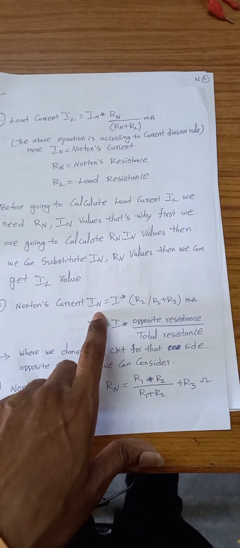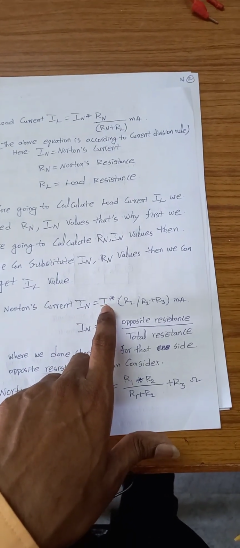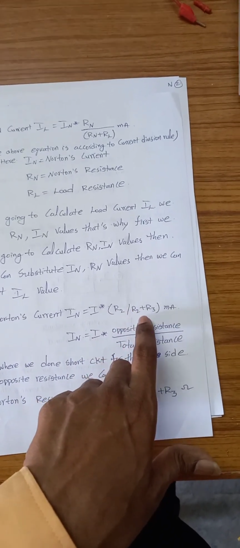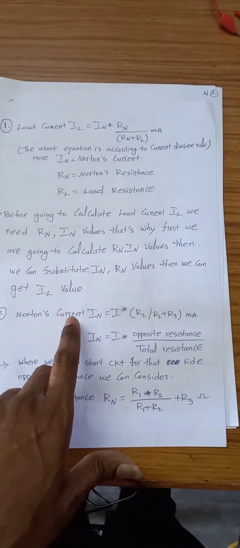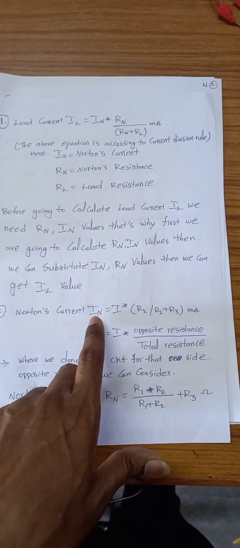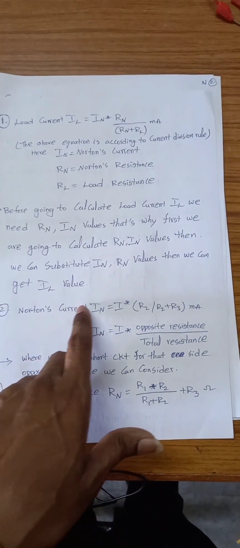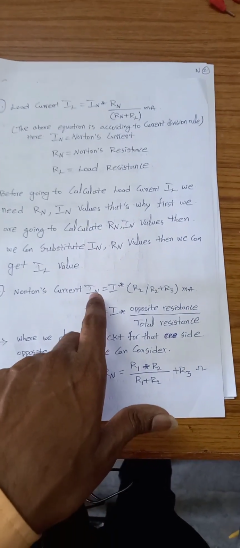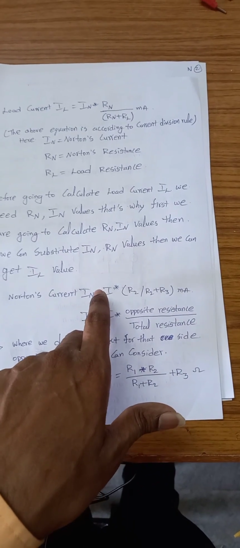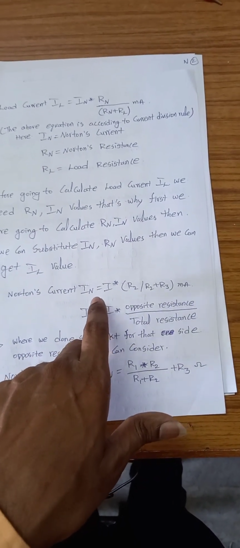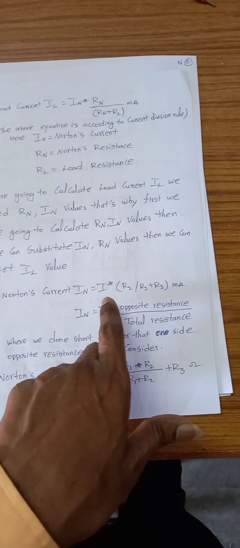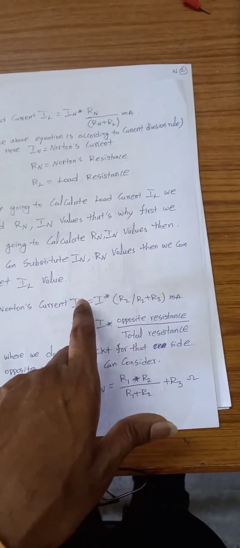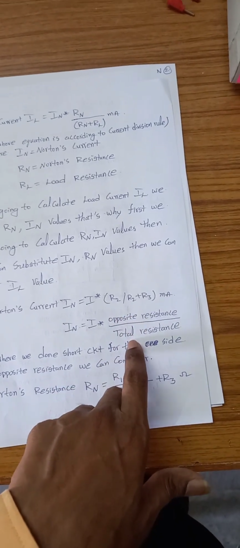Norton's current IN equals total current in the circuit into opposite resistance by total resistance. It means we have some conditions to calculate this Norton's current, and I will explain those conditions also. Based on those conditions, where we do the short circuit, from that place we are going to take the opposite resistance and total resistance.